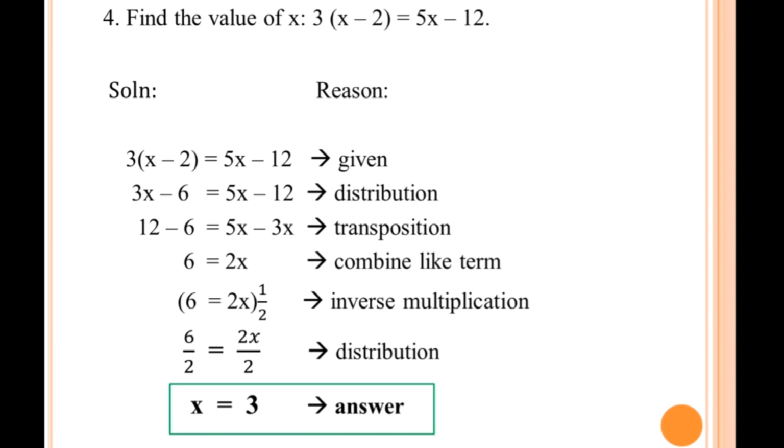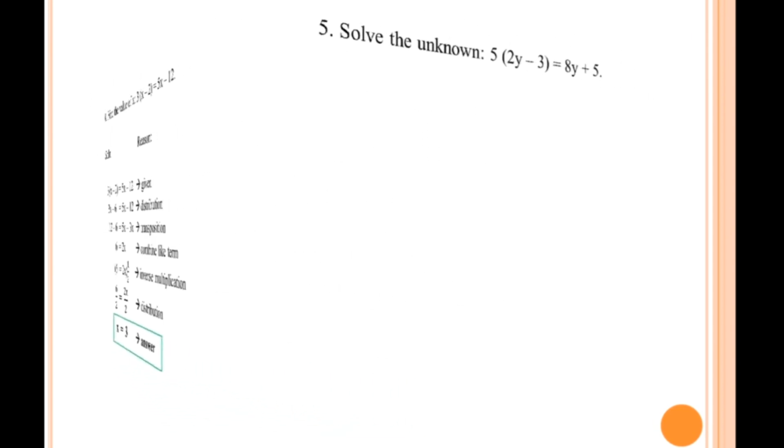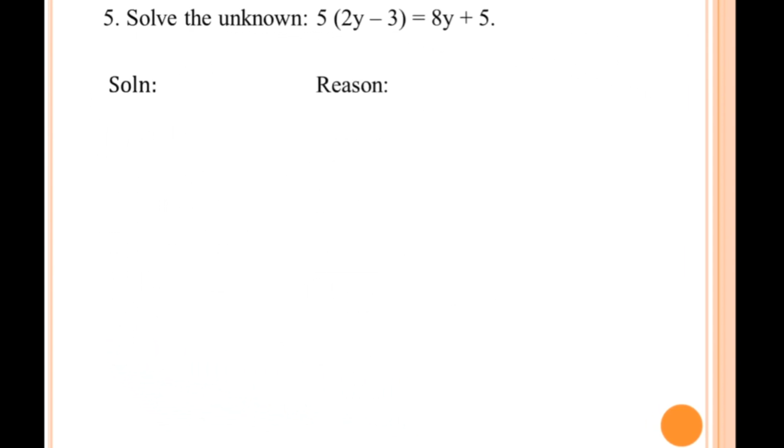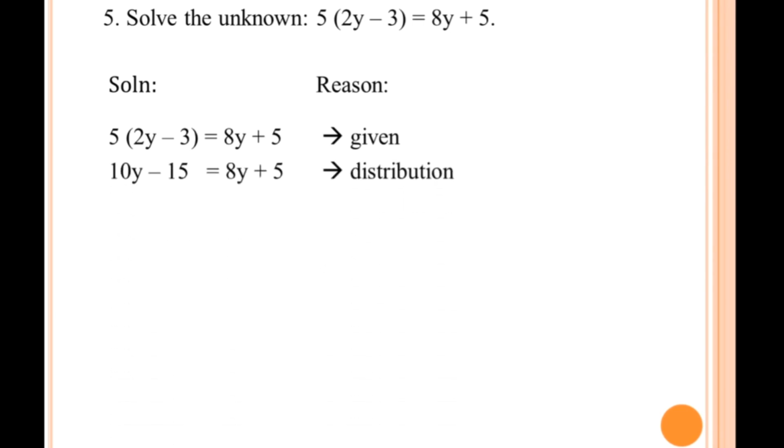Okay, let us have another example about finding the value of an unknown. So we have here 5 times (2y minus 3) equals 8y plus 5. Do the same process, bring down the given. Then multiply 5 to the terms inside the parentheses. We have 10y minus 15 equals, bring down 8y plus 5, by distribution.